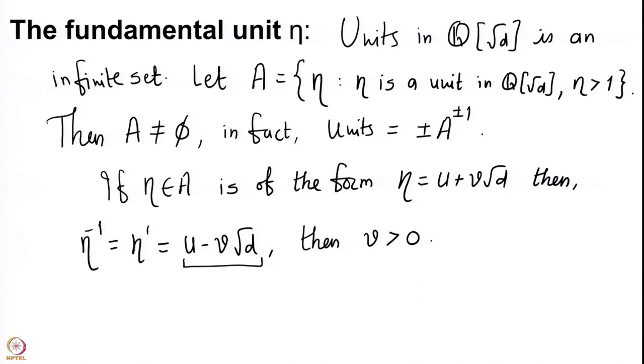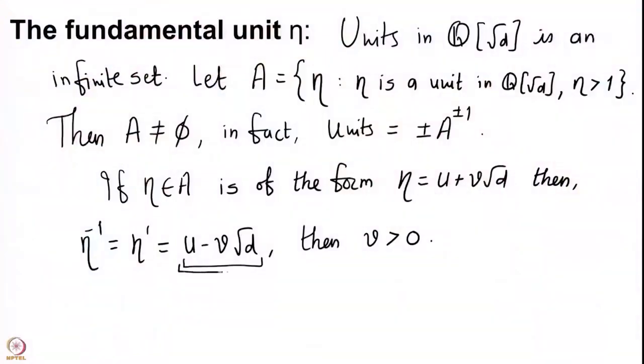So, V is non-zero, V could be either positive or negative, but here we have that U minus V root D is less than U plus V root D. So, cancelling U's, we get that minus V root D is less than V root D. So, V has to be positive. Now, V is positive, what about U? Is U positive or is U negative?